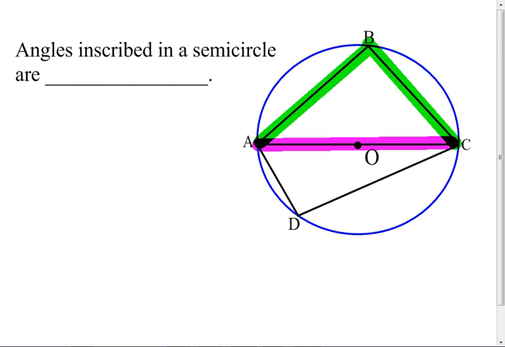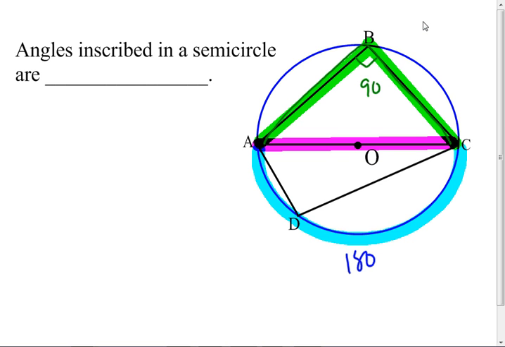Okay, I took that green angle inscribed in a semicircle, so this is always true. How many degrees here of the powder blue? That's 180. Then this green angle is half of that. What's half of 180? 90. What kind of angle is this? It's a right angle.